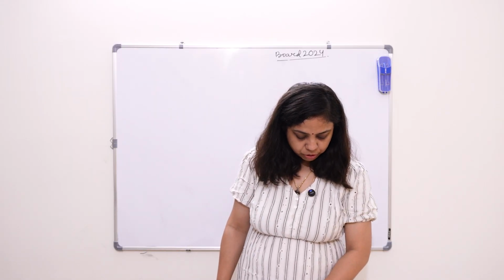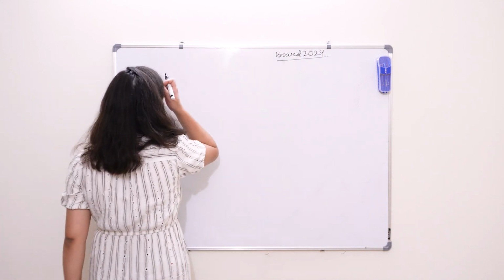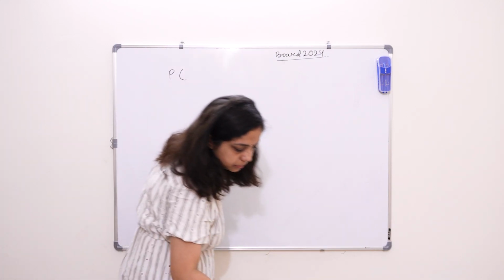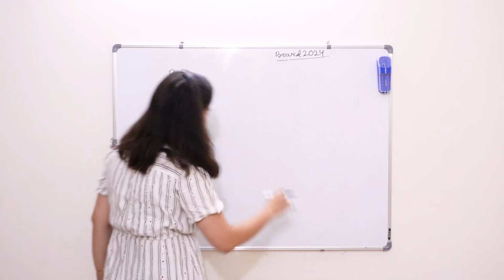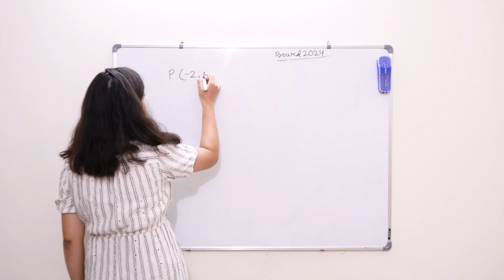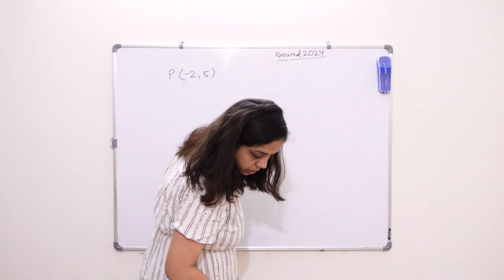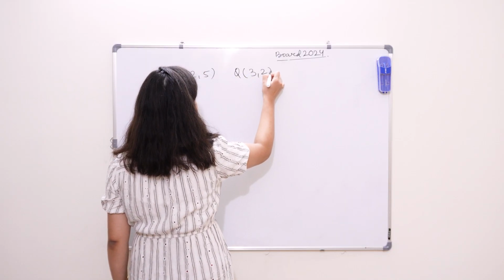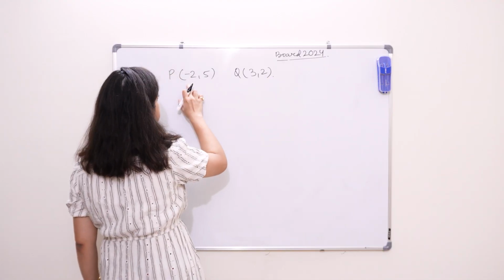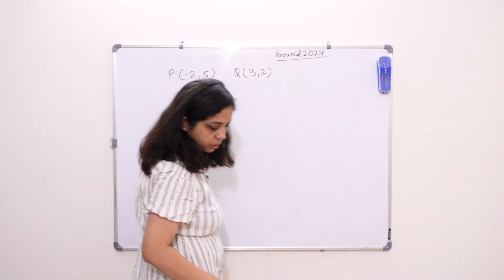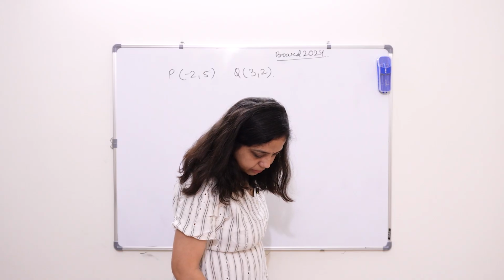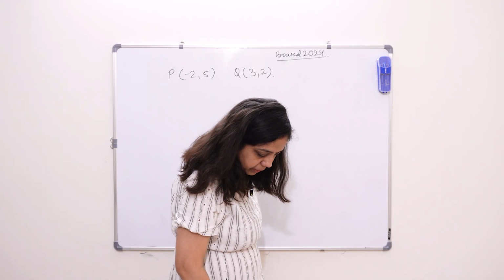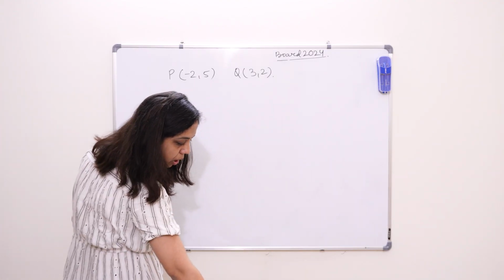सो p इज इक्वल्स टू -2,5. आई स्टार्ट फ्रॉम दिस साइड ऑफ द बोर्ड, आई होप दिस इज विजिबल, बट p इज -2,5, q is 3,2. p is -2,5 and q is 3,2. Now find the coordinates of the point r on pq such that pr is equals to 2qr.